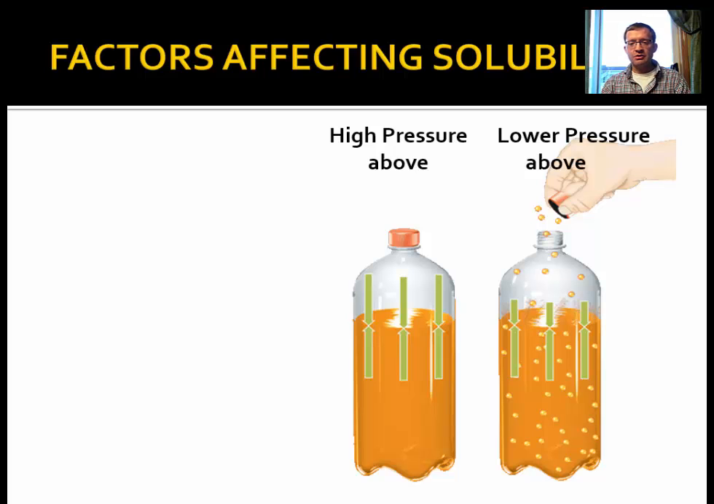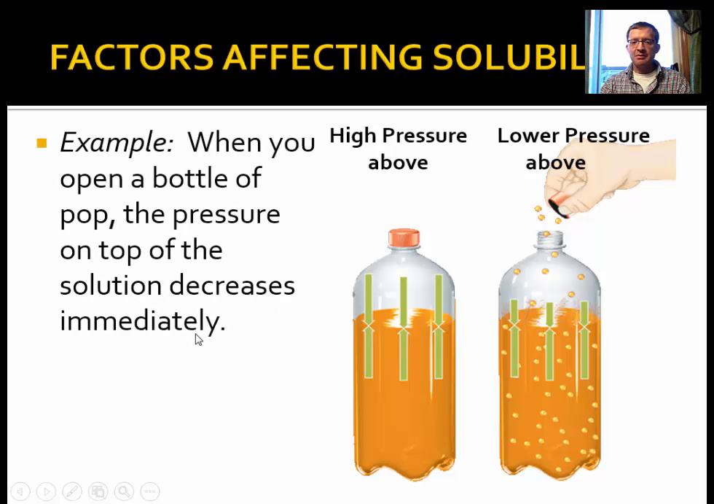This diagram shows a 2-liter bottle of orange soda. There's an equilibrium here in the left side picture where the gas pressure is pushing down with the green arrows, and the dissolved gas pressure in the solution is pushing up with green arrows. They're in equilibrium here; you can see they're equal to each other. But as soon as you open the bottle, you release the pressure above the solution. In this gas phase, the gas escapes out the top of the bottle, and the pressure decreases very quickly.